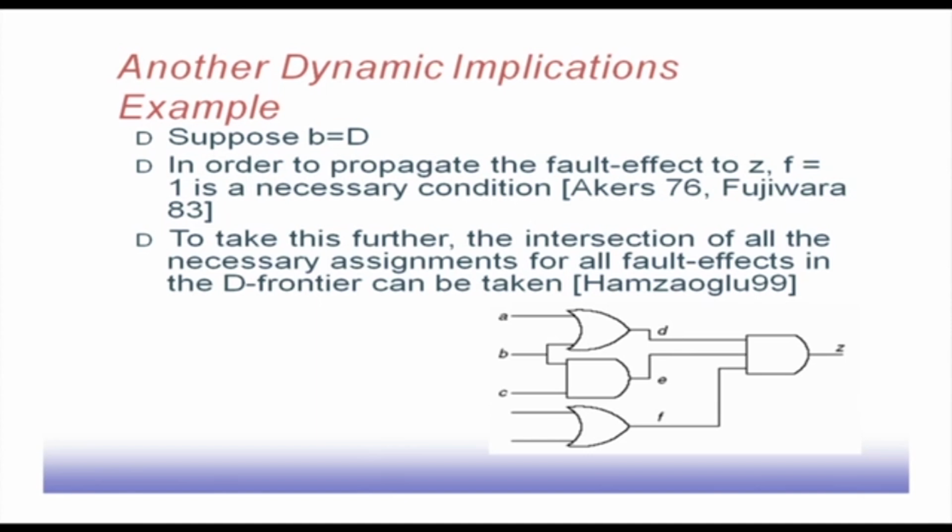Another example, suppose b is equal to d. If we want to propagate this fault effect to z, f must be equal to 1, b equal to d. And if we want to take this further, the intersection of all necessary assignments of all fault effects in the D frontier can be taken. So, we can take this D frontier, like this is a D frontier, then E is a D frontier. If we are trying to propagate them, then by taking the intersection of them, we can find the implication, dynamic implication.